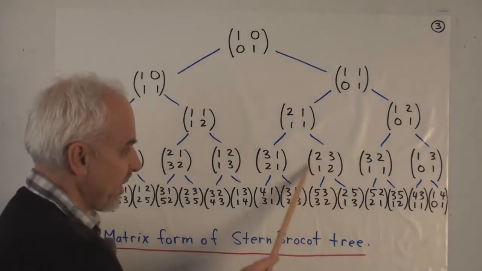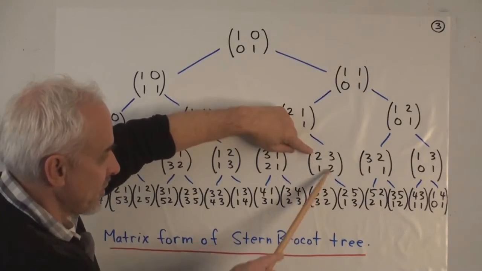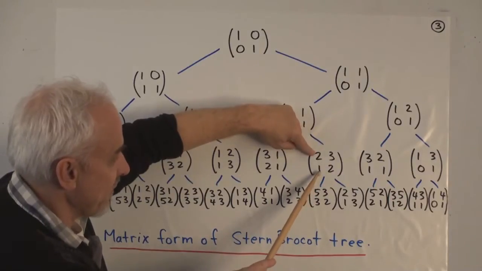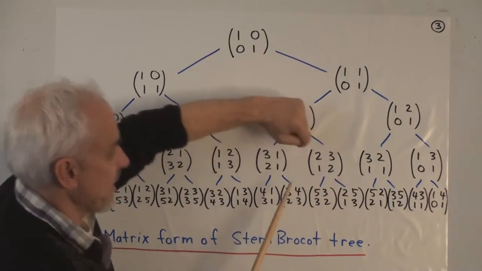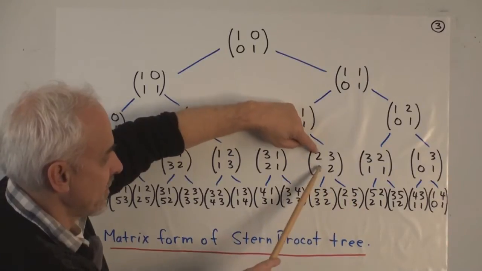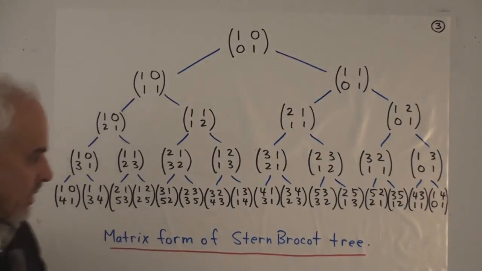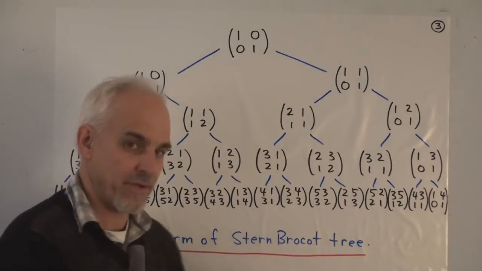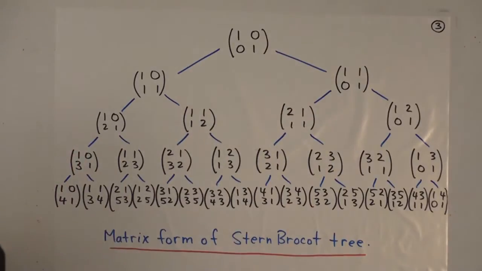So another example, starting with here, 2, 3, 1, 2. First column 2, 1, second column 3, 2. To move left, we add the second column to the first column, giving us 5, 3, and 3, 2. To move right, we add the first column to the second column, giving us 5, 3 on this side, and 2, 1 on the other side. So these outside 2 columns of the 2 children are necessarily the same. They're just the sum of the top 2 entries and the sum of the bottom 2 entries.